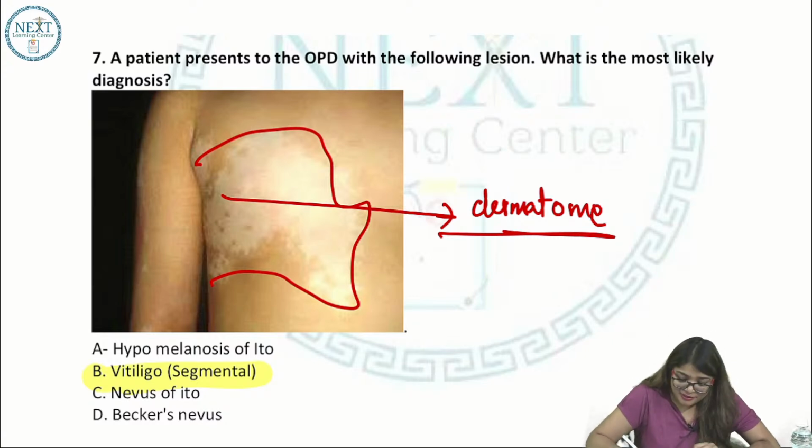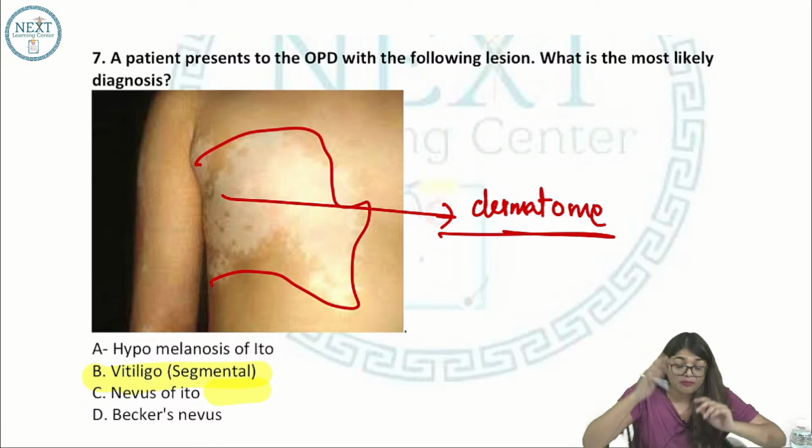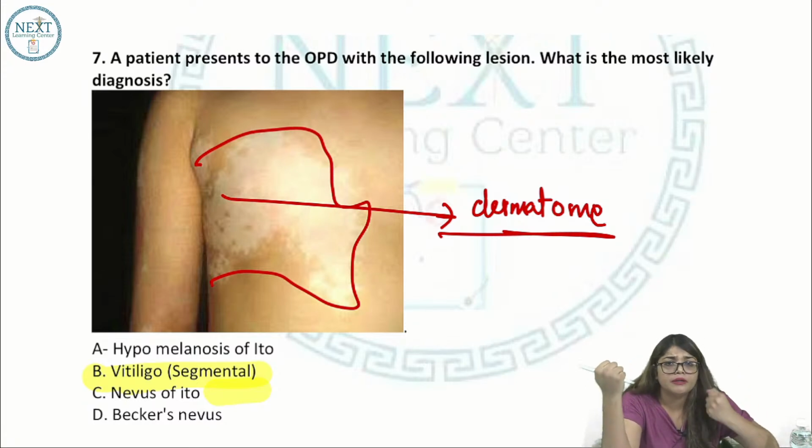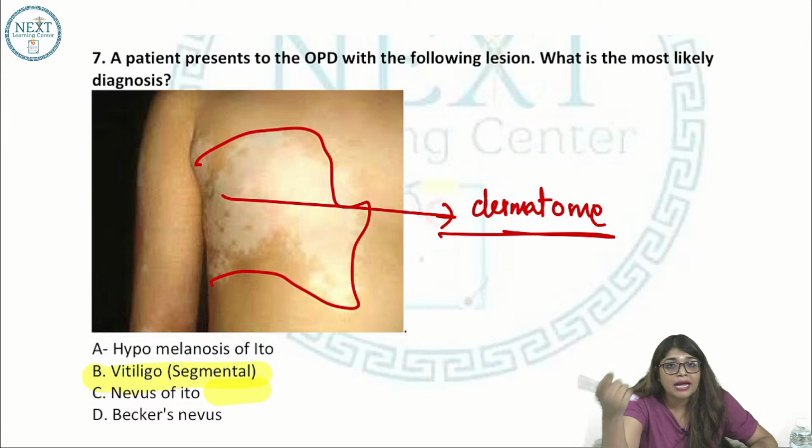So yeah, what is it? It is segmental vitiligo. We learned about Koppner's phenomena. And what kind of lesion is this? Is it hyperpigmented or hypopigmented?